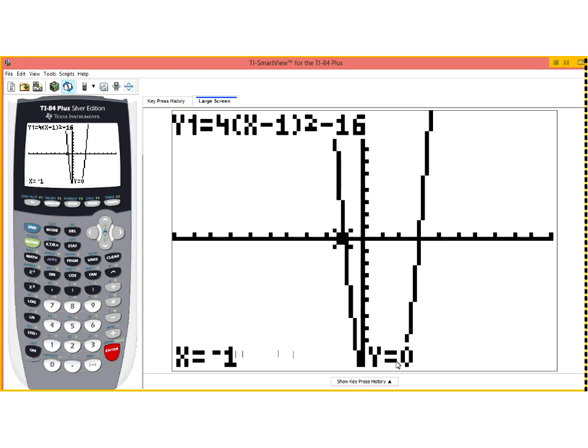And so x equals -1, y equals 0. The other 0 was 3, and we get x equals 3, y equals 0. So that is the solution. So when I replace y1 with 0, so 0 equals 4 times x minus 1 squared minus 16, the solutions are -1 and 3.